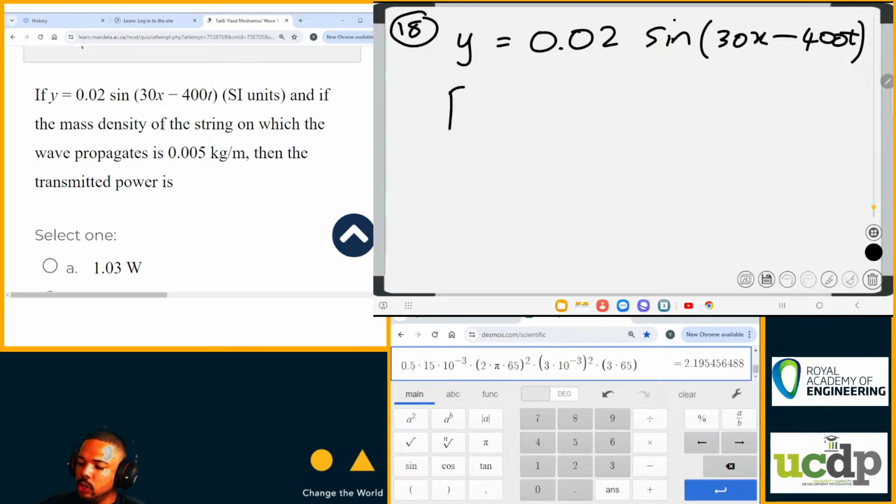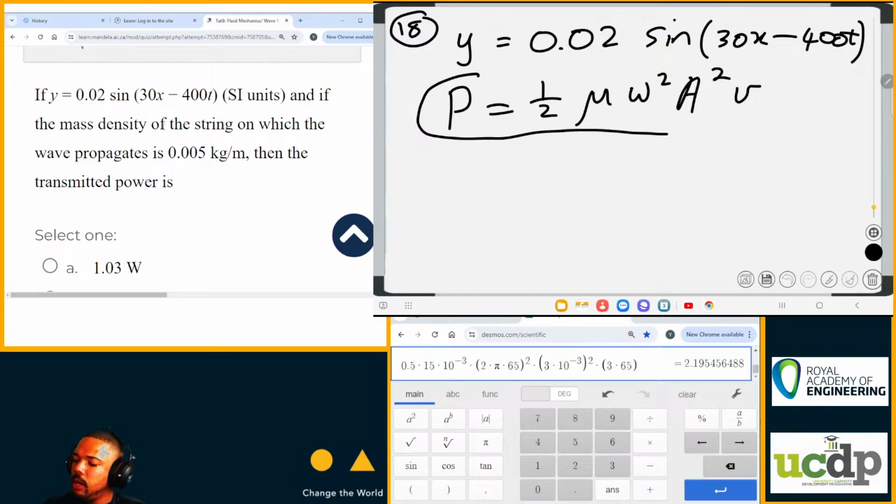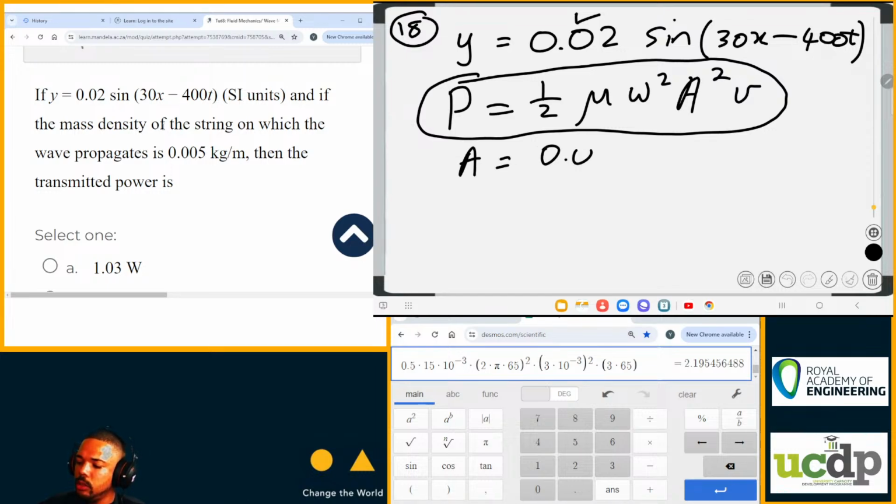We are given, or we should know, or you will learn, that power is just a half times the mass density times the angular frequency squared times amplitude squared times its velocity. Everything else we need to calculate the power has been given to us in this formula. We know the amplitude, so the amplitude is equal to 0.02 meters. Everything is in SI units, of course.